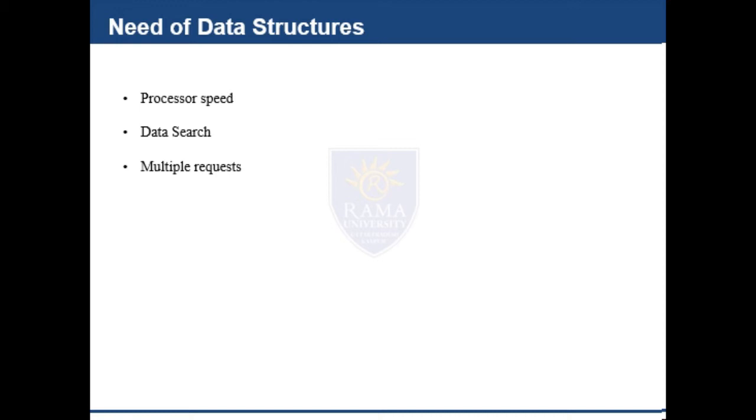Second is data search. Consider an inventory size of 10^6 items in a store. If our application needs to search for a particular item, it needs to traverse 10^6 items every time, which results in slowing down the search process. Third is multiple requests. If thousands of users are searching the data simultaneously on a web server, then there are chances that a very large server can fail during that process. In order to solve the above problems, data structures are used. Data is organized to form a data structure in such a way that all items are not required to be searched, and required data can be searched instantly.